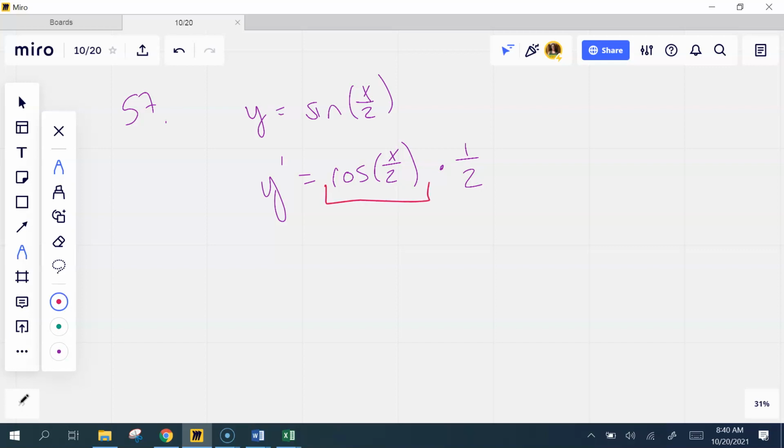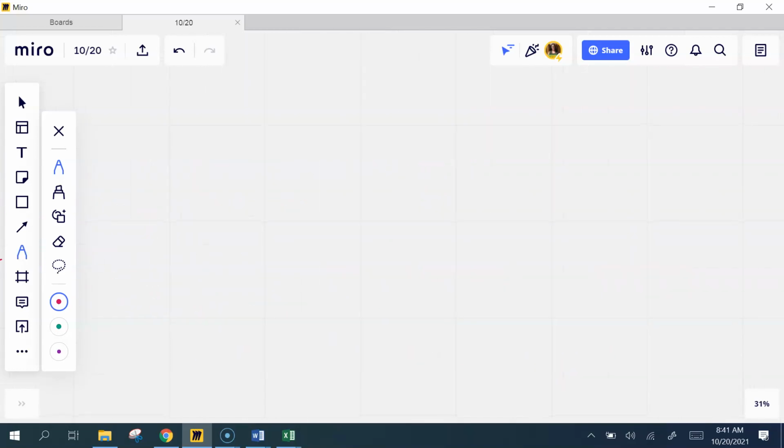the biggest that this can ever be? What's the biggest value cosine ever becomes? 1. Cosine is never going to get bigger than 1. And then if you multiply that by 1/2, the biggest value would be 1/2. Just a reasoning problem there to think about. No, cosine or sine is never going to go over 1.